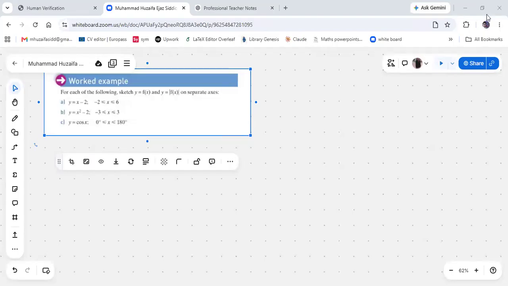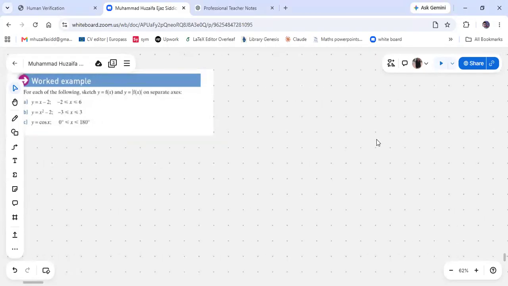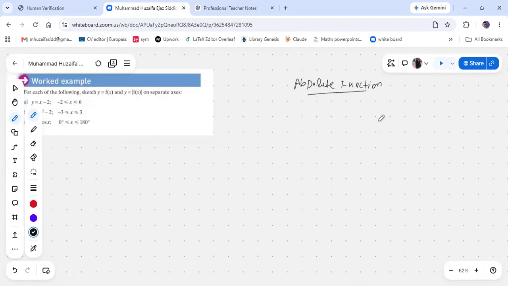Okay, today our topic is about the absolute functions. Today our topic is the absolute function. So the absolute value function is a function.